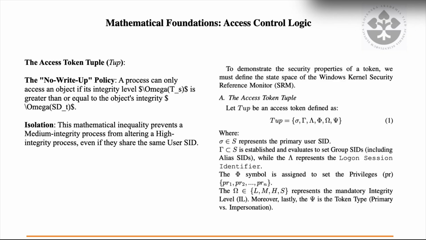The isolation characteristics. This mathematical inequality prevents a medium integrity process from altering a high integrity process, even if they share the same user ID.